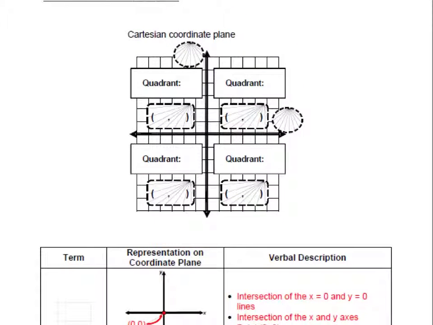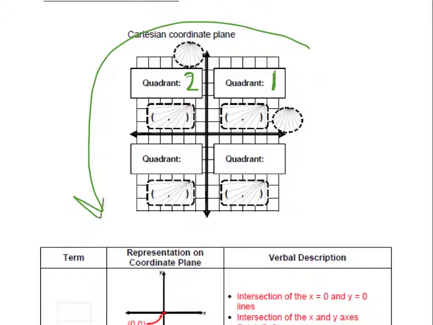So here you have your quadrants. In the top right, you have quadrant 1, and then you have quadrant 2. Our quadrants rotate counterclockwise, so we have 1, 2, quadrant 3, quadrant 4.